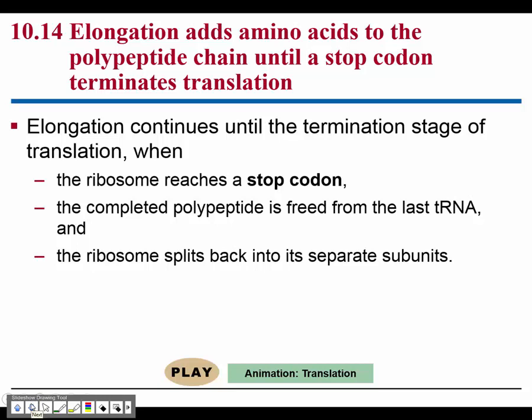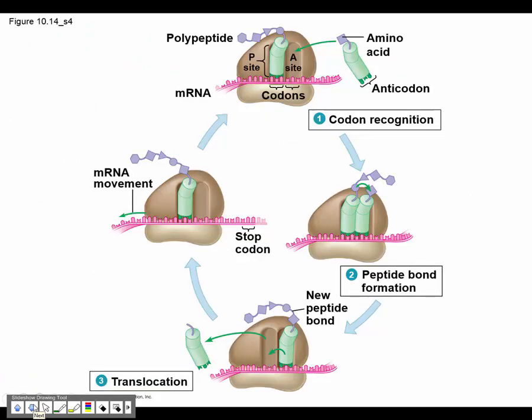So that continues until it gets to the termination, or the stop codon. And then once it gets to the stop codon, that ribosome breaks apart and kind of goes its own separate way. So here's a circle: codon recognition, polypeptide bond formation, translocation, and so it'll come together and then pop off once it's done.